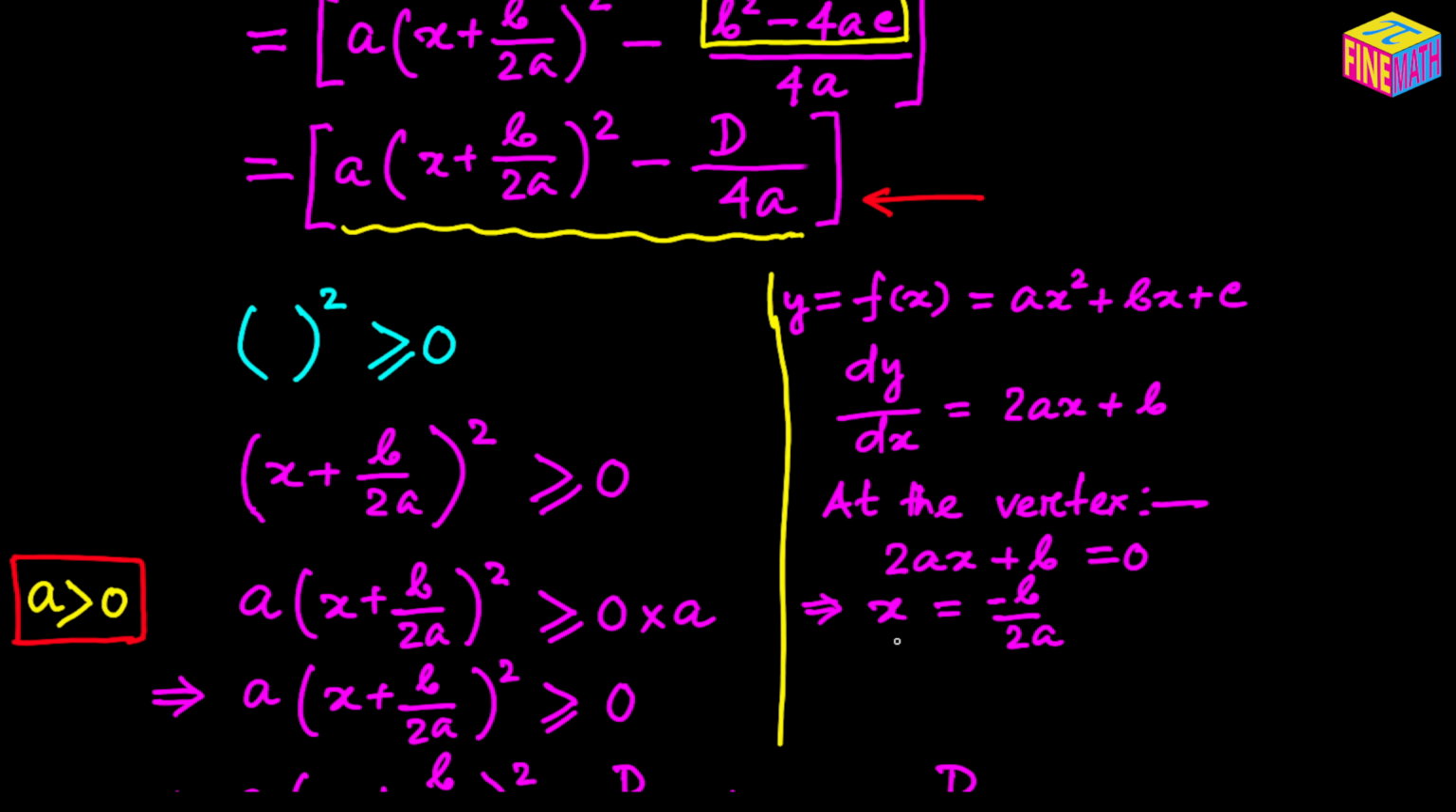And using this value of x, you can find the value of the function. If you calculate the value of y, it will come out to be negative d by 4a, where d is the discriminant. This will be the value. If you calculate it, you will see this value. So here also, via calculus, we can prove that yes, the coordinate of the vertex is actually negative b by 2a comma negative d by 4a.